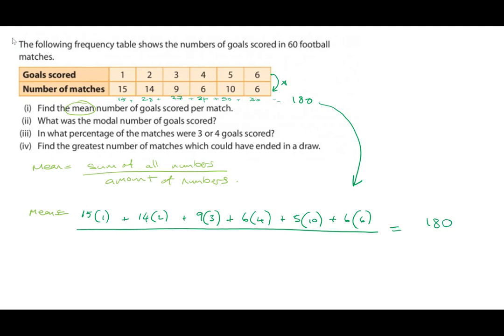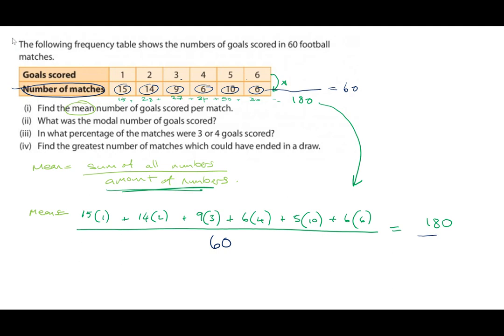Okay, now the amount of numbers. Now, I don't have 6. That's a big mistake that people make here, is they put 6 because I've got 1, 2, 3, 4, 5, 6 parts of my table. But I want to know how many matches there were in total. So the total number of matches is 15 plus 14 plus 9 plus 6 plus 10 plus 6, which in this case, and we're actually told in this case, that there are 60 matches. Because I want the average number of goals across all 60 matches.